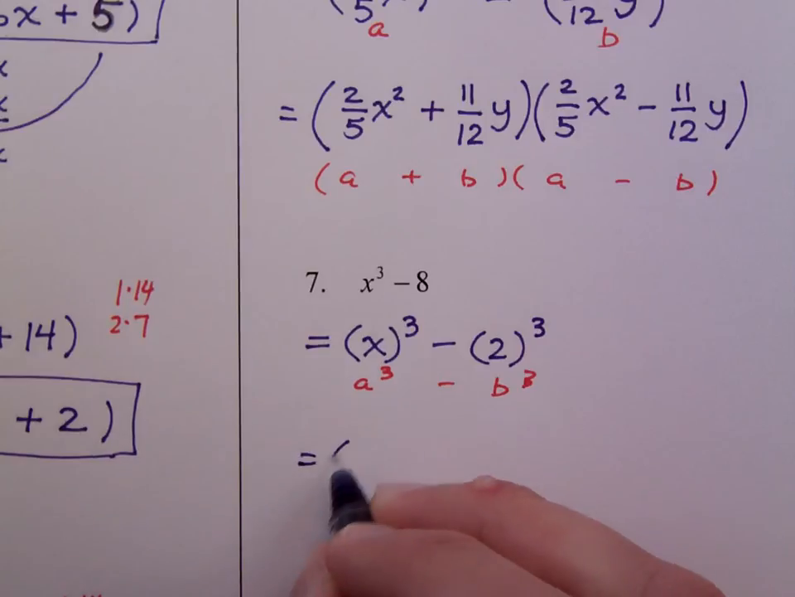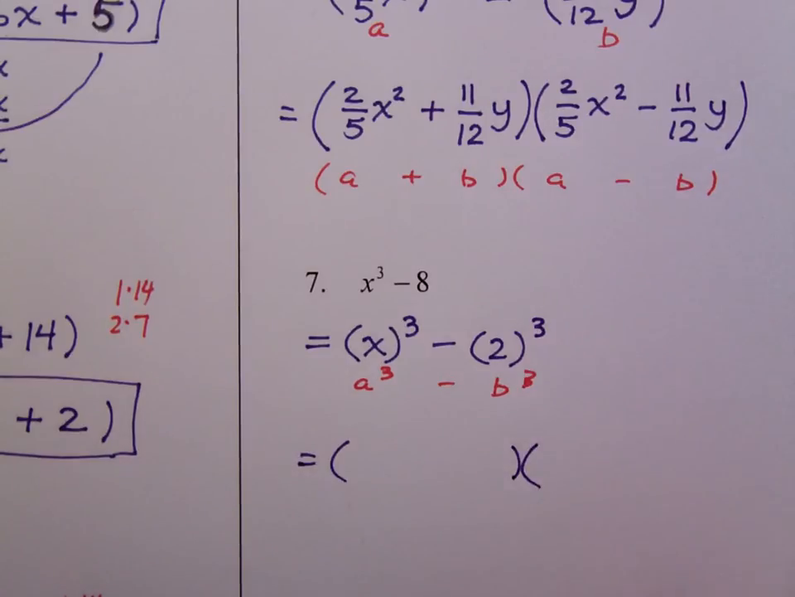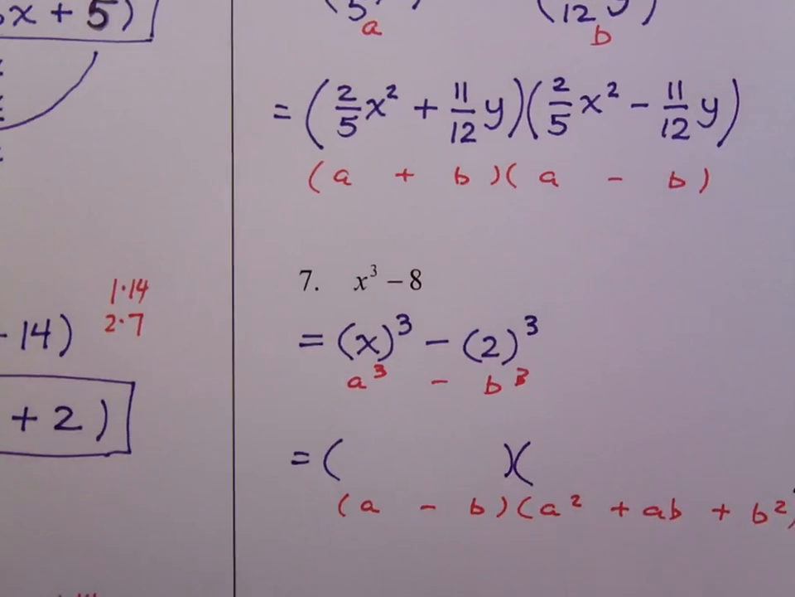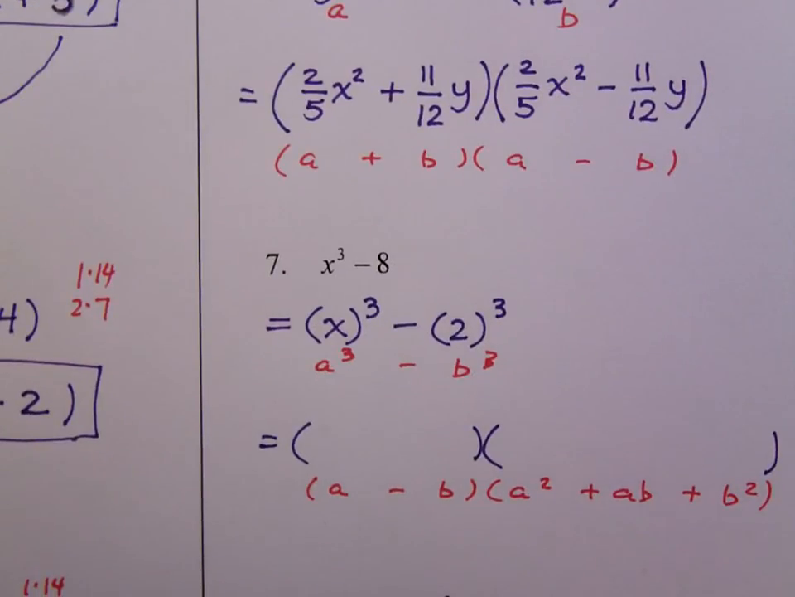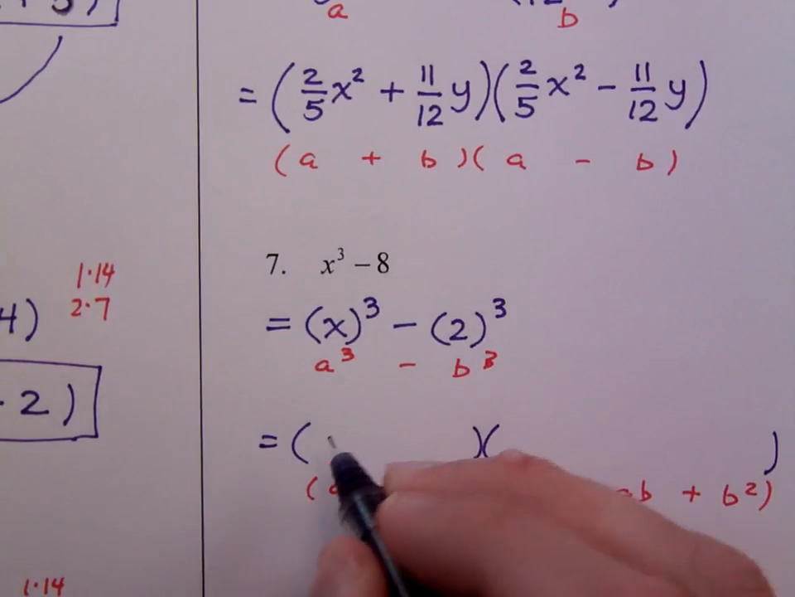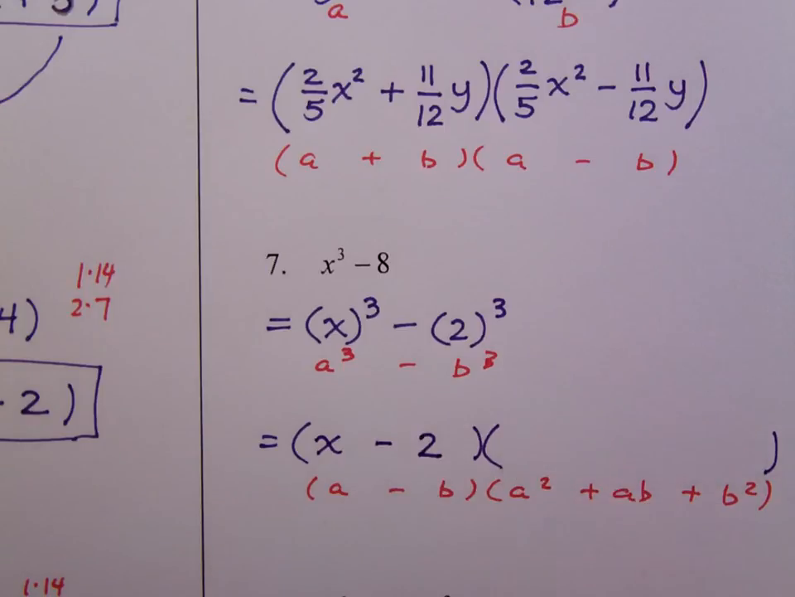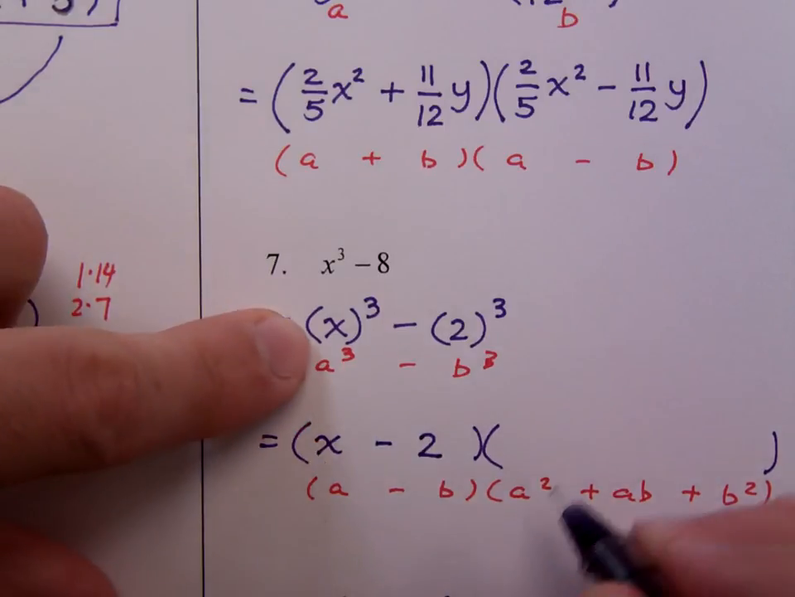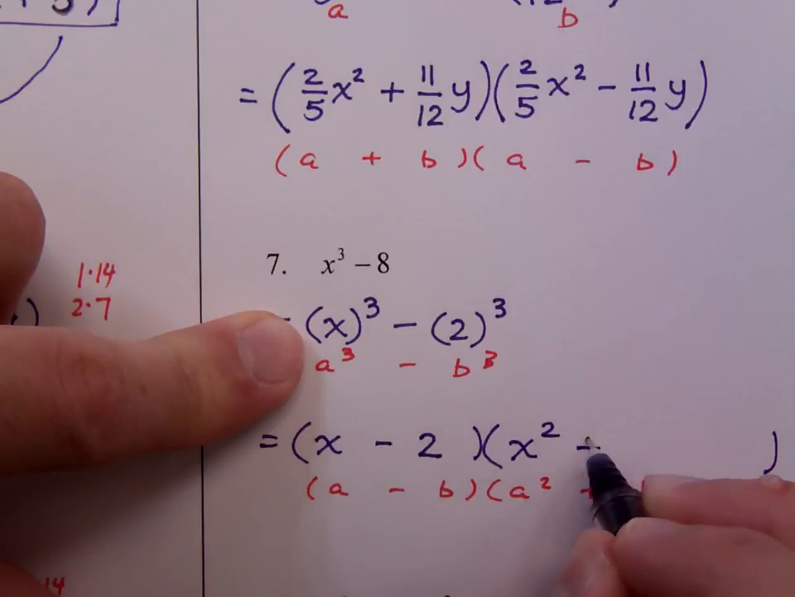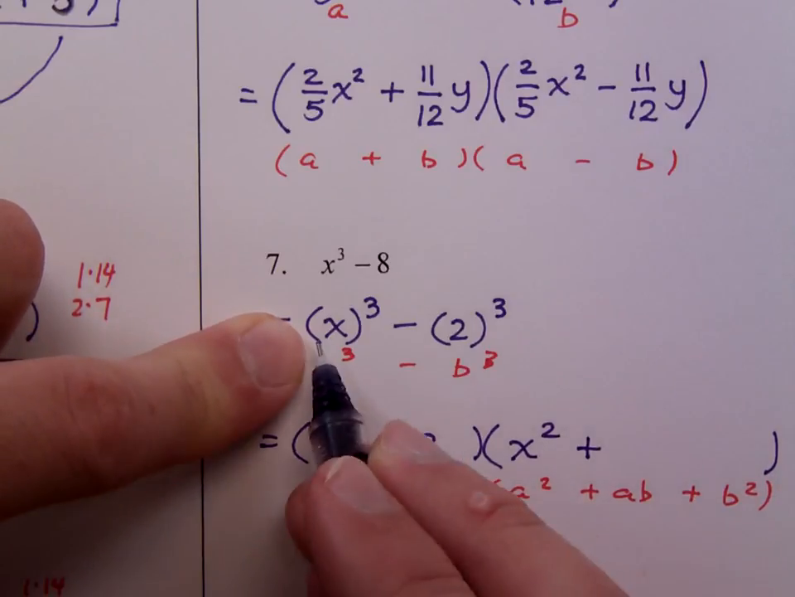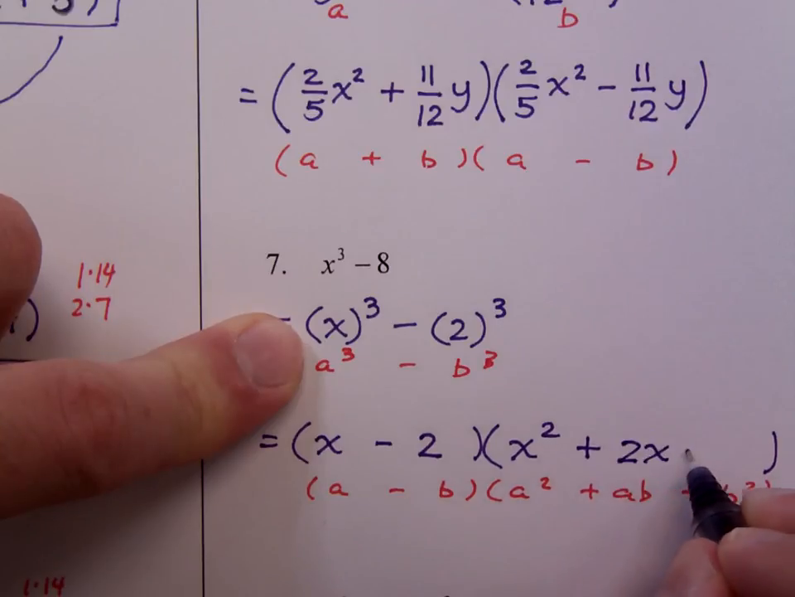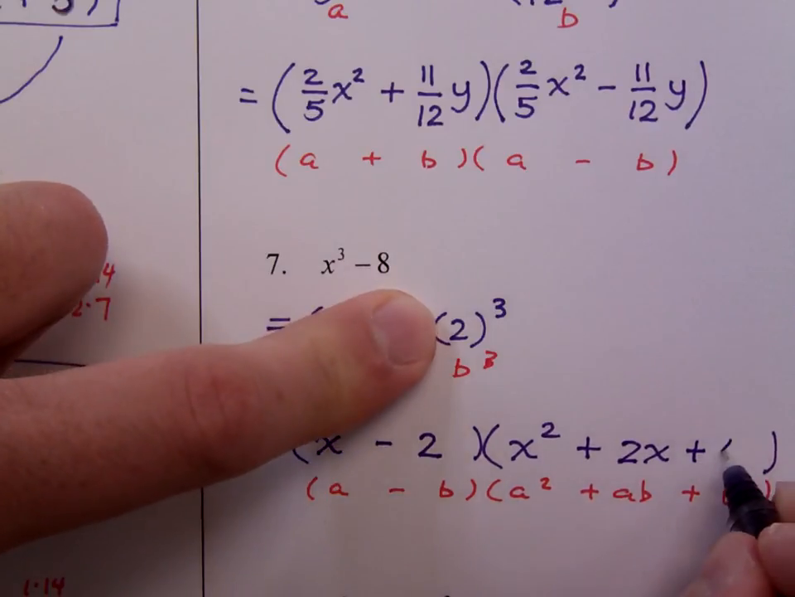The formula is the product of a binomial and a trinomial, and it follows this pattern. A minus b, a squared plus ab plus b squared. So if you can identify your a and your b, in this case the x and the 2, that's just a matter of using this formula. So a minus b would be x minus 2. A squared, well, a is x, so this is going to be x squared plus ab, well, a times b is just 2x, plus b squared, b is 2, so b squared is 4.